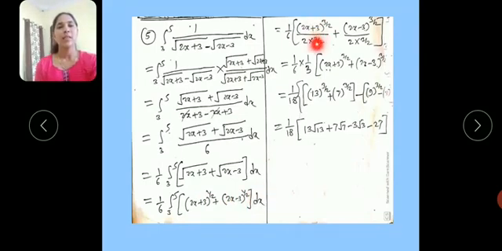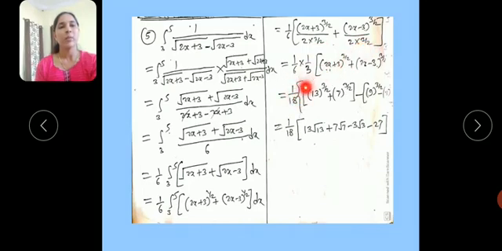Next step is 1 by 6. Here, taking the integration of (2x + 3) raised to 3 by 2. Here, using the formula for (ax + b), it is divided by 2, and here the power is 3 by 2. Here also the same: (2x + 3) to the power 3 by 2 divided by 2 into 3 by 2. Here 2 gets cancelled. Here also 2 gets cancelled.